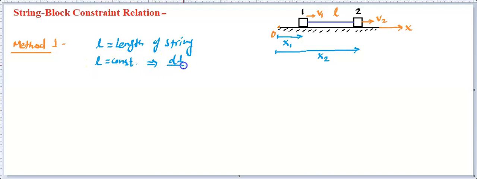If we differentiate this with respect to time, whether the length is going to change with respect to time or not, you say no. So that differentiation will become 0. So mathematically we will be writing dL by dt equal to 0 whenever such a situation arises.